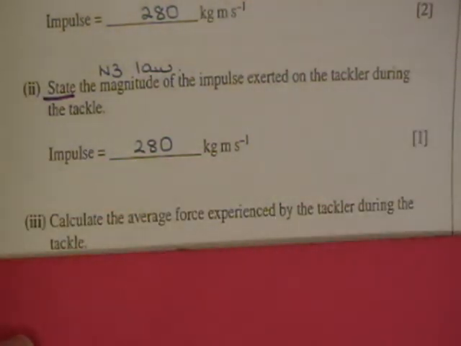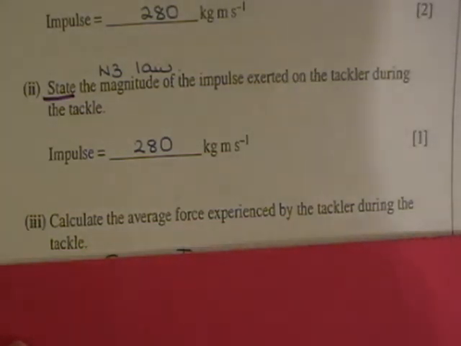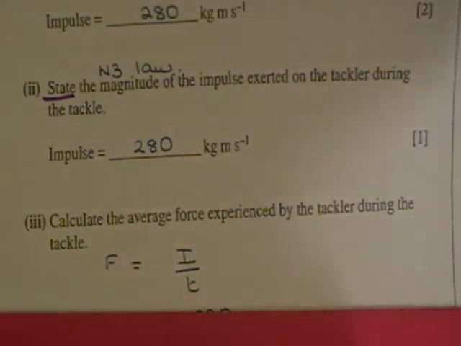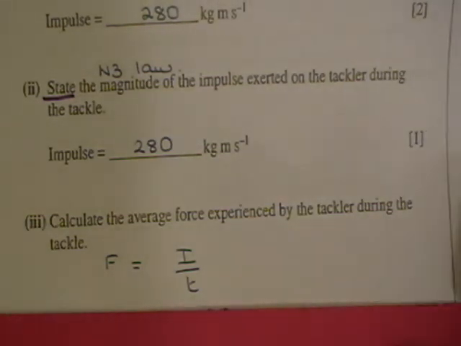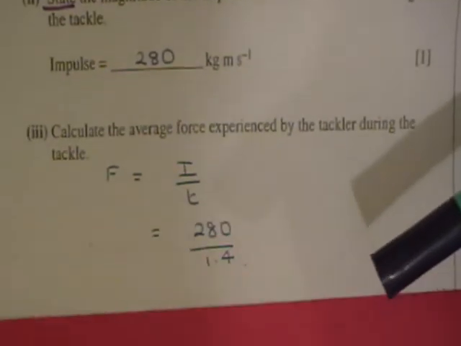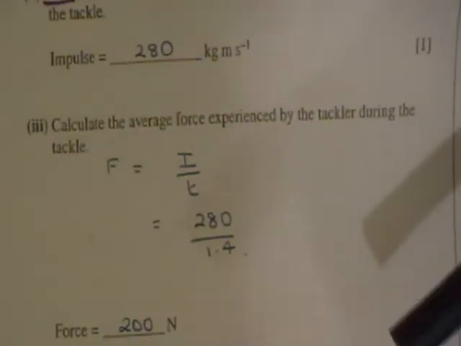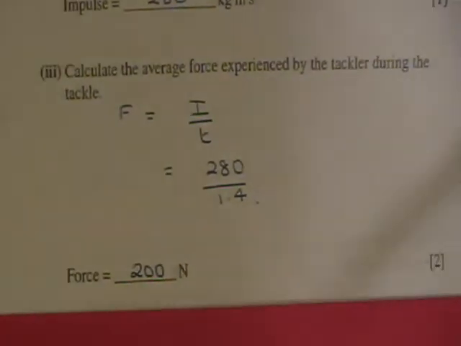Part 3, calculate the average force experienced by the tackler during the tackle. We already know the impulse, and we know impulse is equal to force times time, so we're just dividing the impulse by the time to get the answer. You were given the time was 1.4 seconds at the top of the page, so it's 280 divided by 1.4 and the answer is 200 newtons.